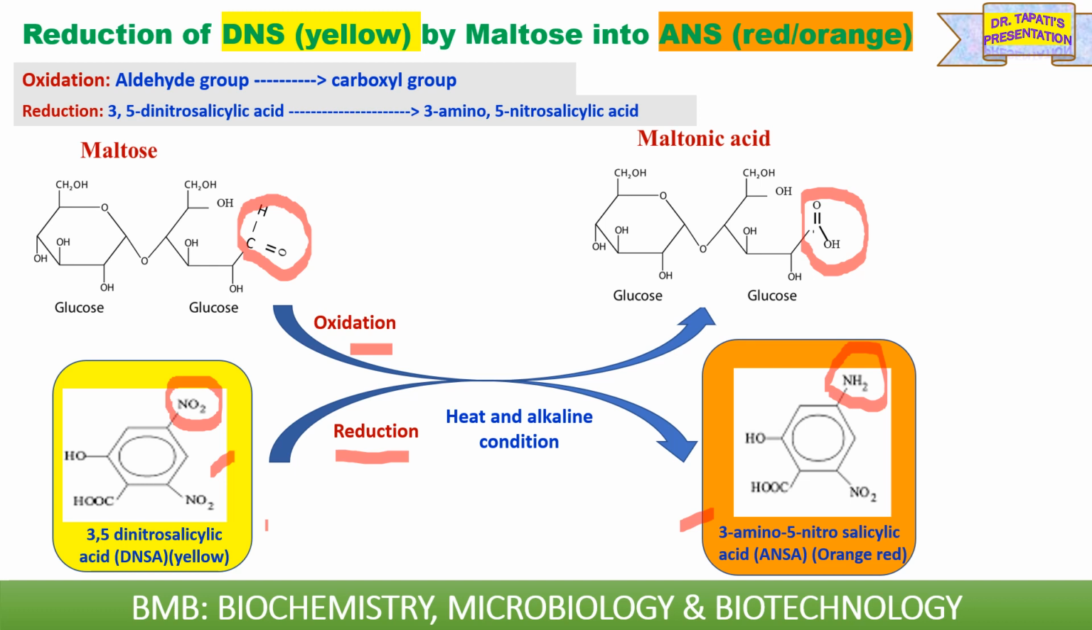Color of DNS is yellow, whereas color of ANS is orange red. We measure optical density of different concentrations of maltose after the reaction with dinitrosalicylic acid. Different optical density will be observed for different concentrations of maltose. A standard curve is plotted where in the x-axis we plot concentrations of maltose and in the y-axis we plot optical density. From standard curve of maltose, we can measure concentration of maltose in unknown sample if you know the optical density following this DNS method.